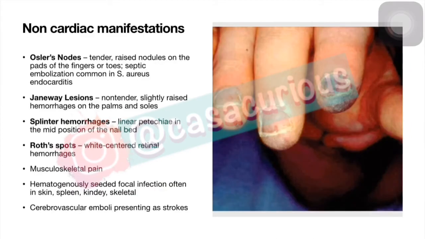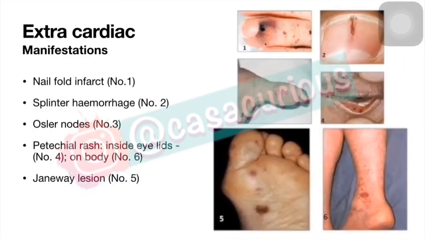Non-cardiac manifestations. Osler nodes are tender, raised nodules on the pads of the fingers or toes. Septic embolizations are common in Staph aureus endocarditis. Janeway lesions are non-tender, slightly raised hemorrhages on the palms and soles. Splinter hemorrhages are linear petechiae in the mid-portion of the nail bed. Roth spots are white-centered retinal hemorrhages.